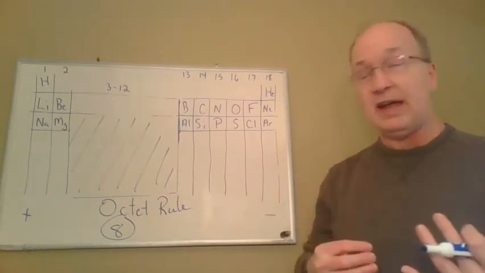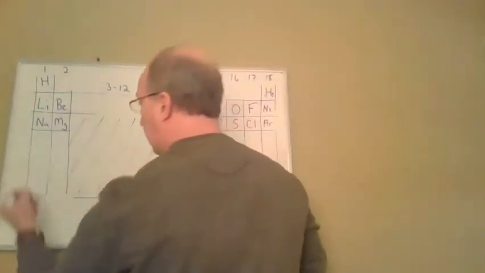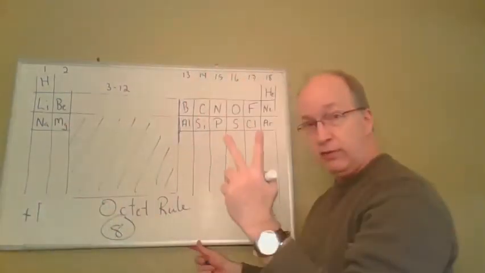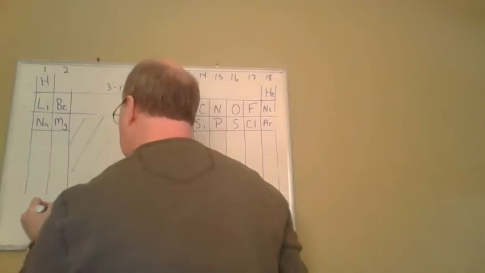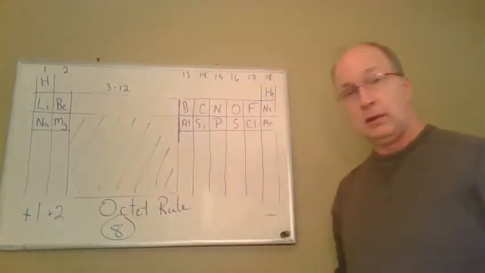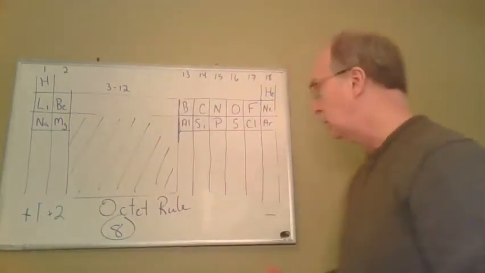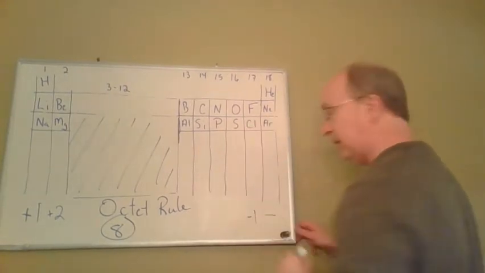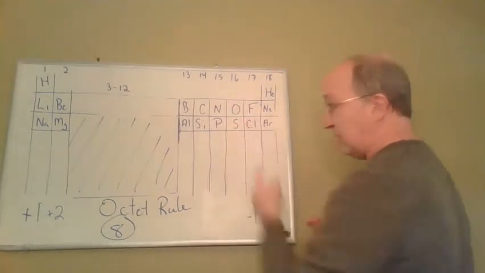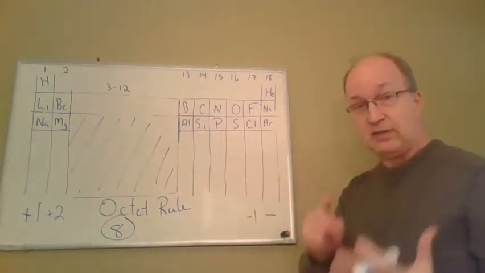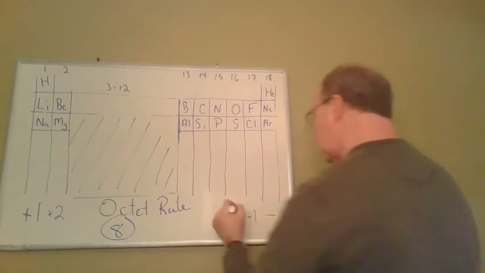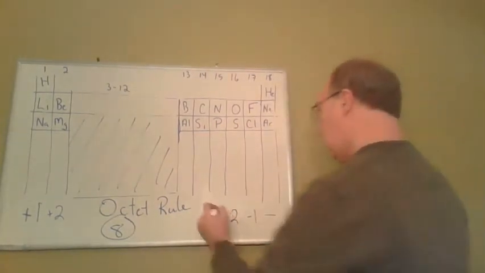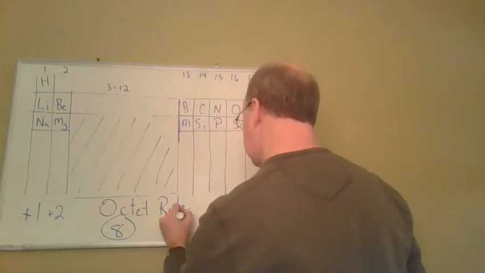How positive and how negative? Well, if you give away 1 electron, you're a +1. Beryllium and magnesium have 2 valence electrons, and they can give 2 away to have an octet and be +2. Whereas over here, fluorine and chlorine, they're going to gain 1 and be a -1. Oxygen and sulfur have 6 valence electrons. They need 2. So when they gain 2, they are a -2 ion. This is -3. This is +3.